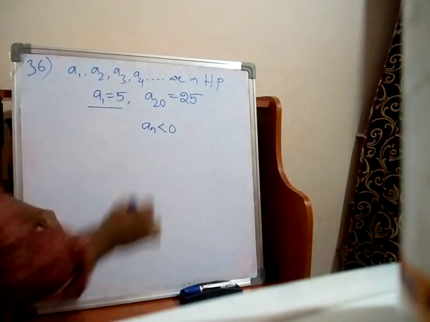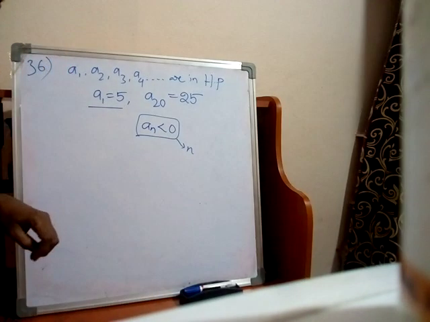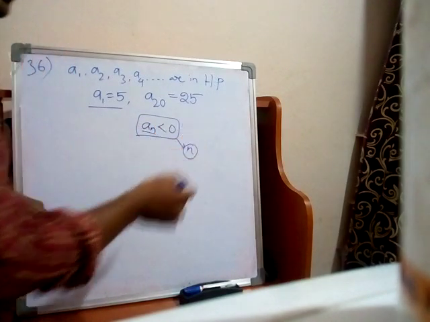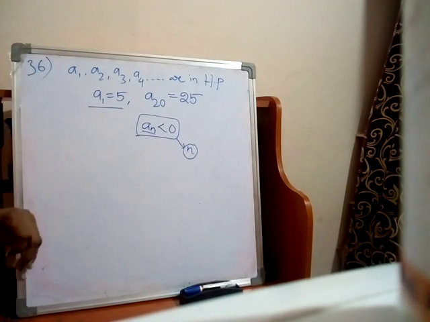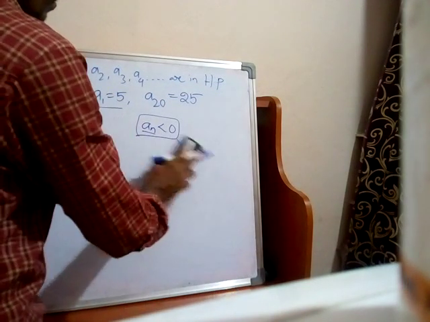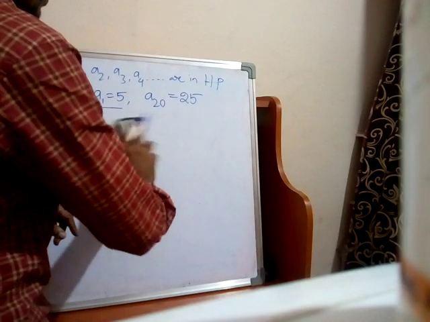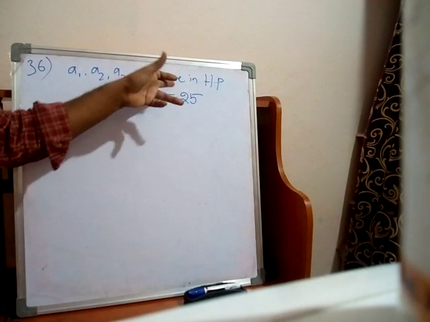If an is less than 0, then what is the least value of n? The least integer value of n. So for what value of n is an less than 0? Okay, so how do we find the n value? Here it is given that a1 is equal to 5 and a20 is equal to 25 in a harmonic progression.